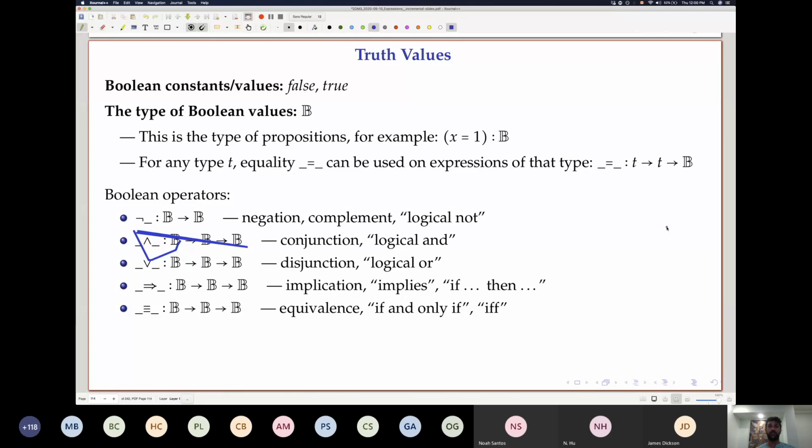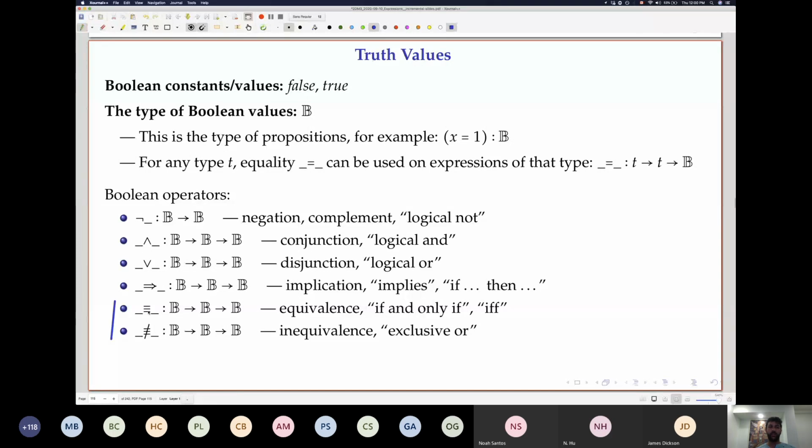And some people like to think of true as 1 and false as 0, and they like to think of it as multiplication. And then it's really easy. Anything times 0 is 0, anything times 1 is itself. And so you're done. So these last two operators we'll get to a little bit later.